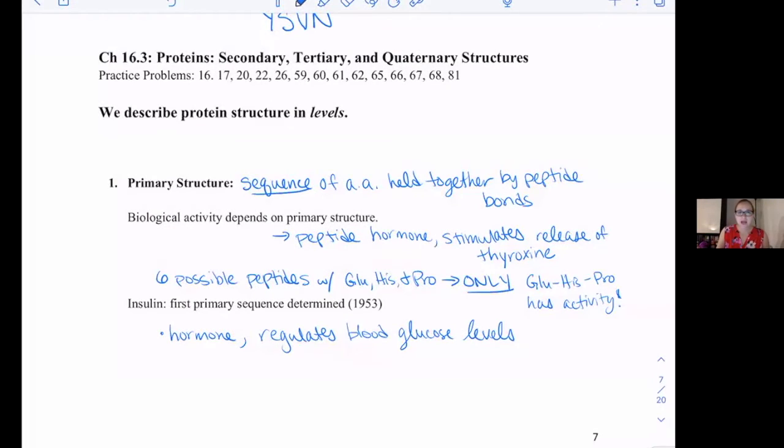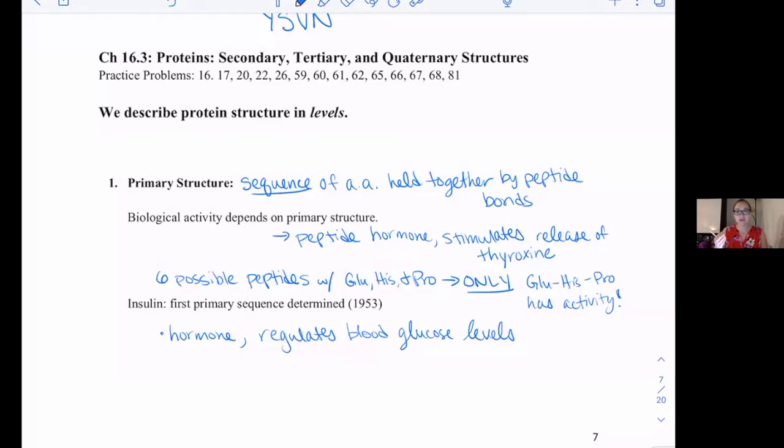Okay, so as I mentioned and hinted at, there's a lot of complexity to the structure of proteins. In order to describe that complexity, we break it down into levels. So we describe proteins in terms of levels. But first off, let's describe what a protein is.